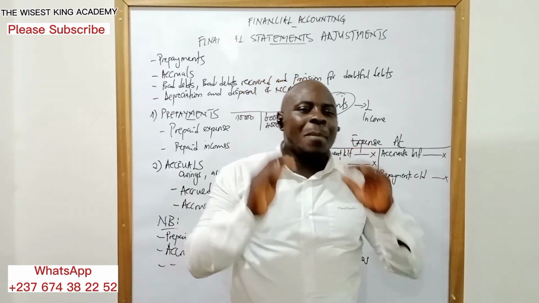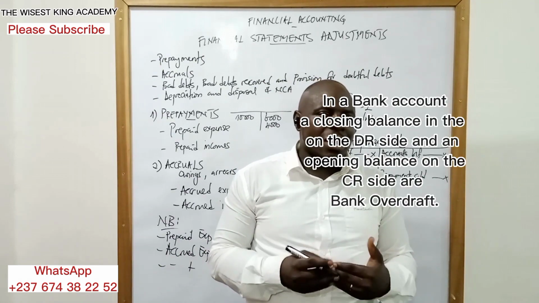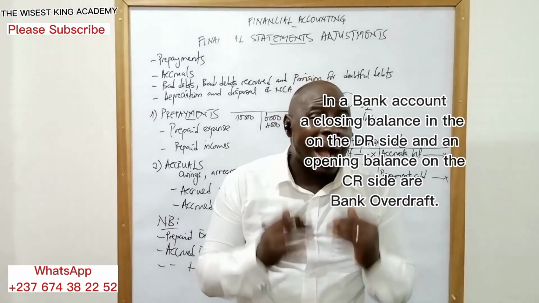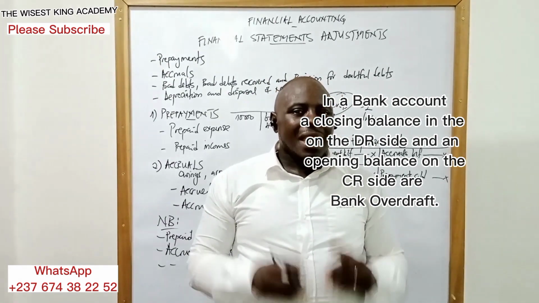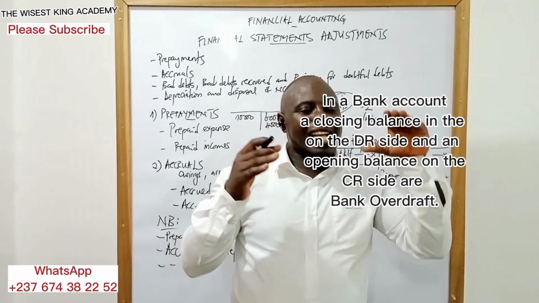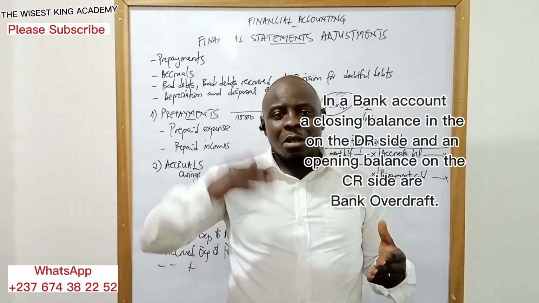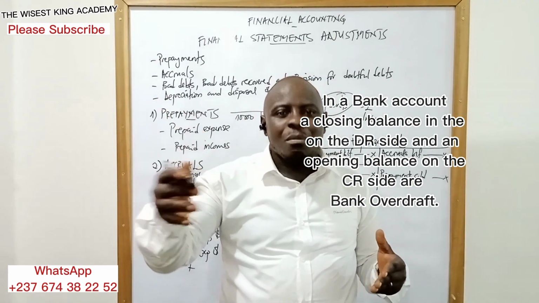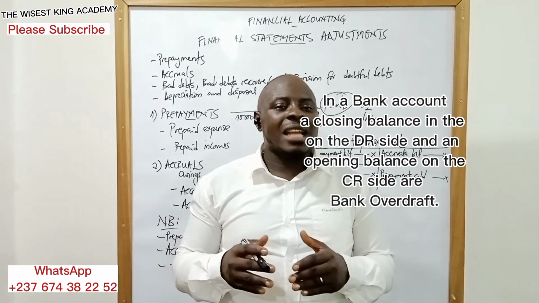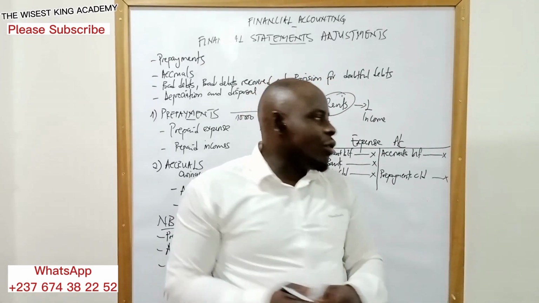If you look at your bank account and your balance carried down at the end of the period is on the debit side, it means it's a bank overdraft. If at the beginning of the period your balance brought forward is on the credit side, it means it's a bank overdraft. But on the contrary, if your opening balance is on the debit side, it means you have money in the bank. That's an asset, cash in bank. If at the end of the period your balance carried down is on the credit side, it actually means it's a debit balance. So you have money in your account.